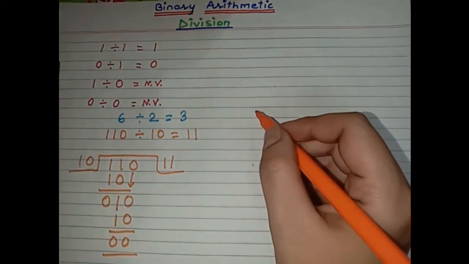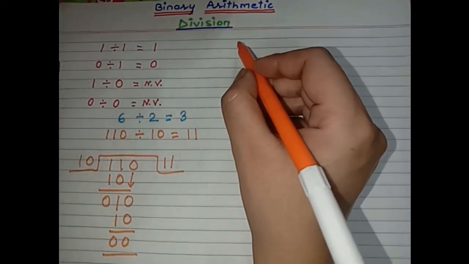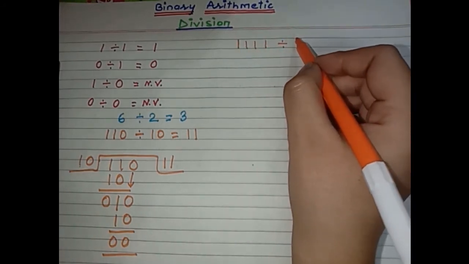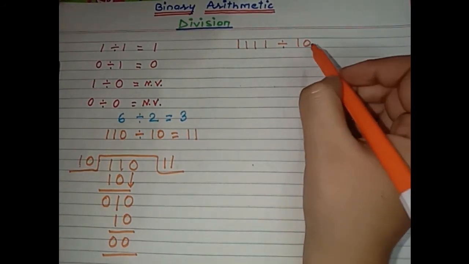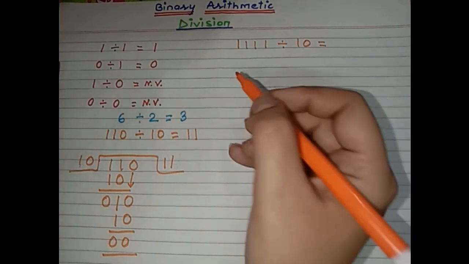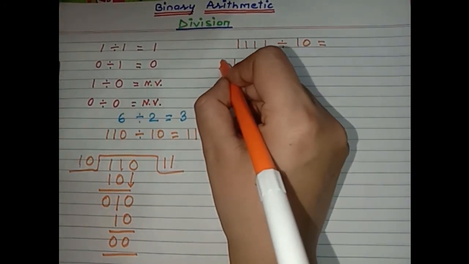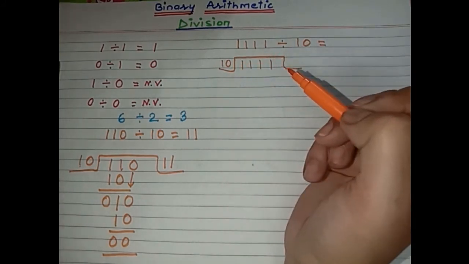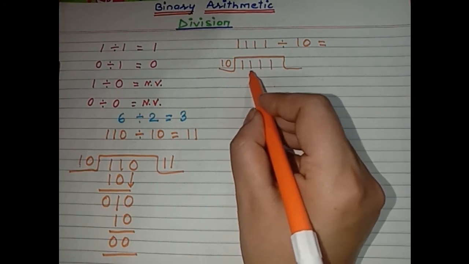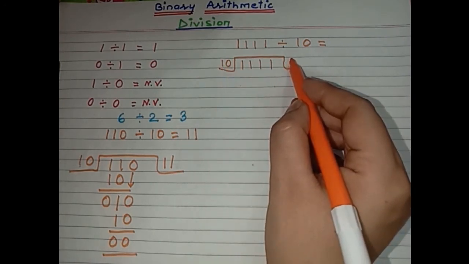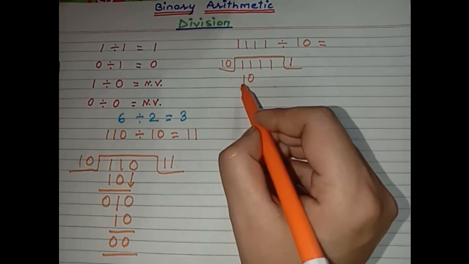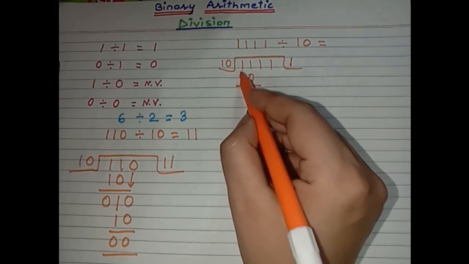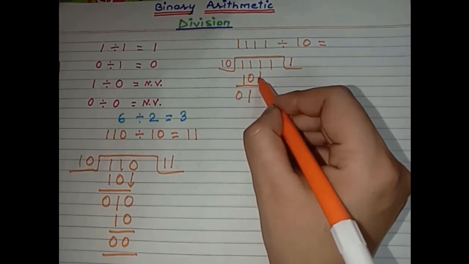So taking one more example, suppose now we have to divide 1111 by 10. We are going to subtract using the same method. I will consider these first two digits. So 10 multiplied by 1 will be equal to 10. I will write it over here and subtract this. 1 minus 0 is 1, and 1 minus 1 is 0. I will take this 1 downwards.